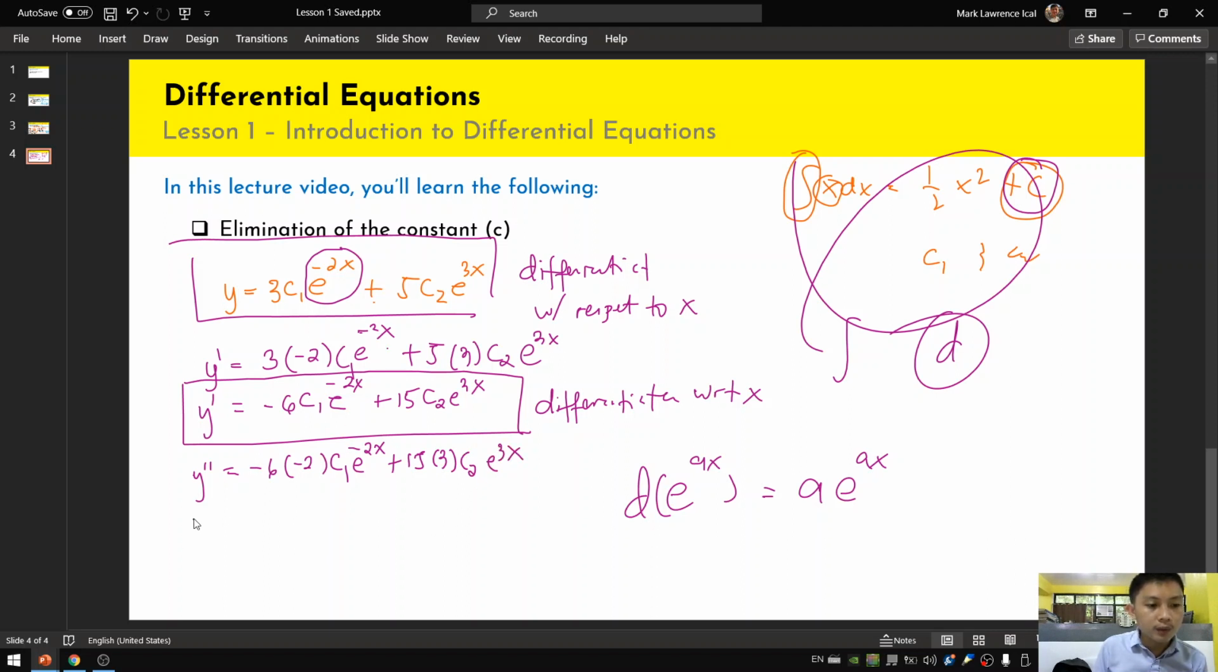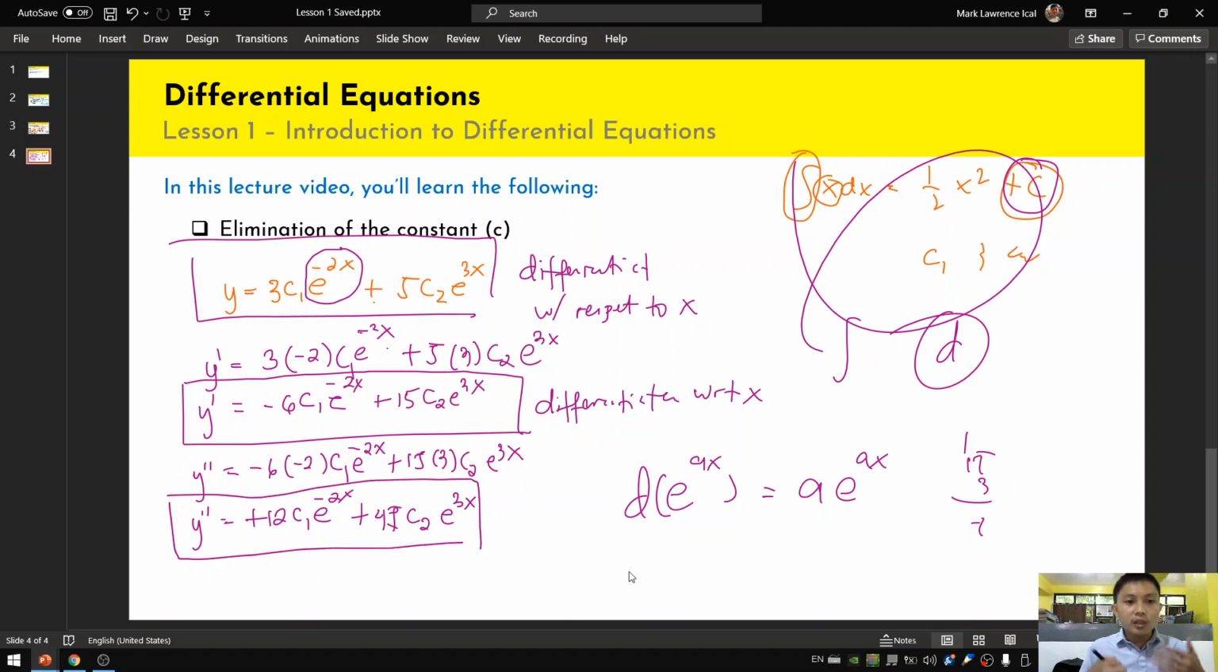So simplify. So y double prime is equal to negative 6 times negative 2, we have positive 12 c1 e raised to negative 2x. So 15 times 3, 45. So plus 45 c2 e raised to 3x. Now, this is difficult because the goal here is to eliminate the value of c, which means that you are going to find ways in order for you to remove that c.